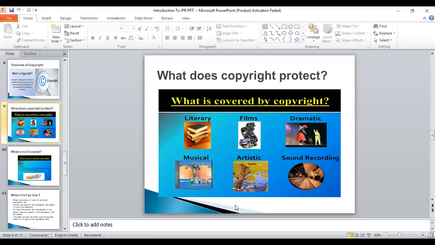Now there's a very famous case that I would like to discuss, that is Super Cassettes Industries Limited versus MySpace Inc. What happened in this case was that the plaintiff alleged that the defendant had uploaded pictures, movies, songs and other material on his website which actually belongs to the plaintiff under a license agreement. So the court granted relief to the plaintiff.